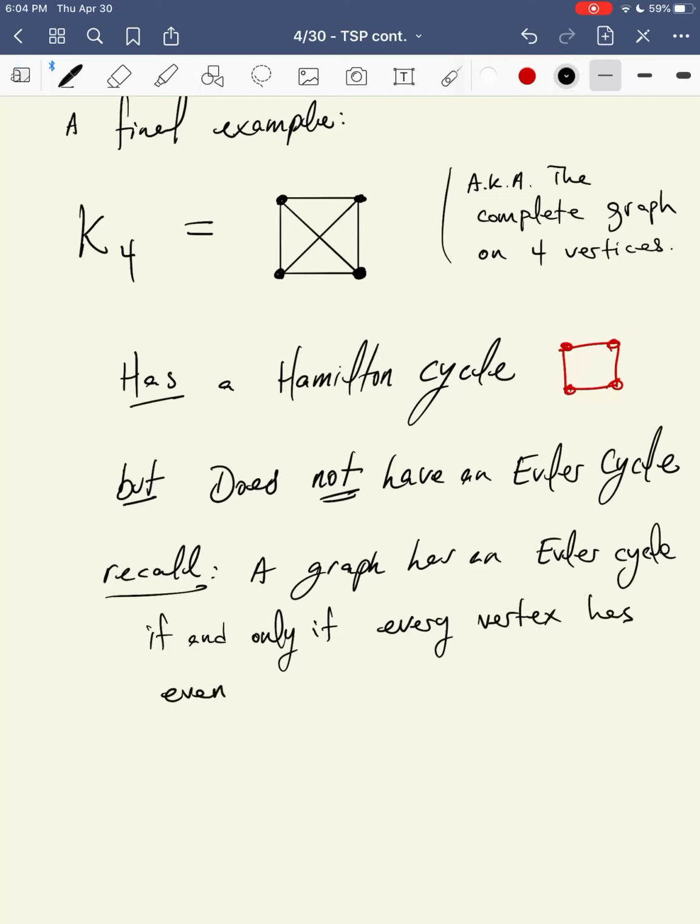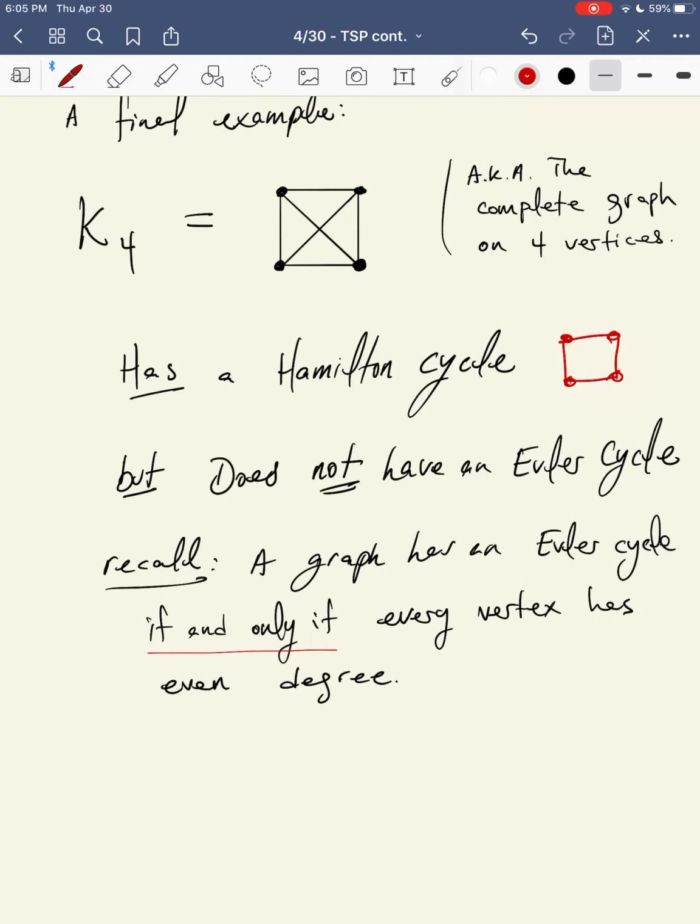And I'll remind you what I mean when I say if and only if. This means that if a graph has an Euler cycle, then I know that every vertex has even degree. And if I know that every vertex has even degree, then I know that the graph has an Euler cycle. All right.